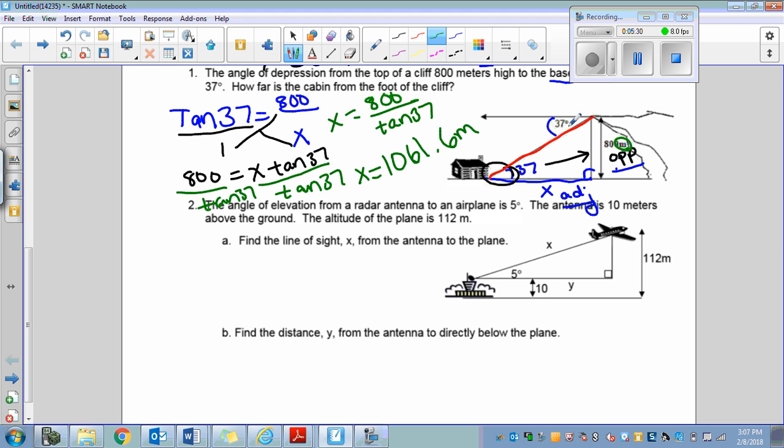Alrighty, we're done. We're not asked for the hypotenuse, so we're done. Let's look at number 2.